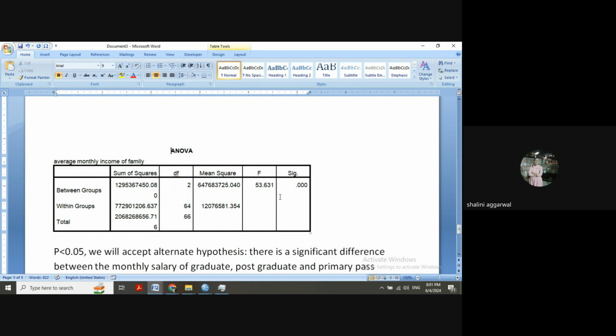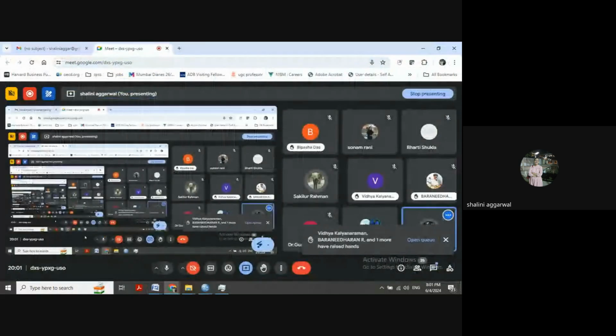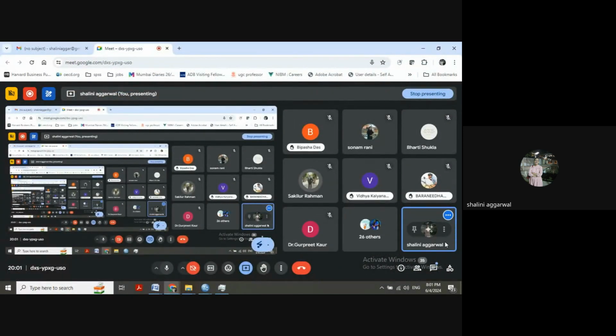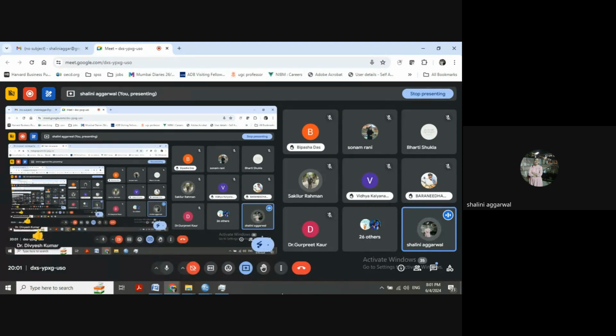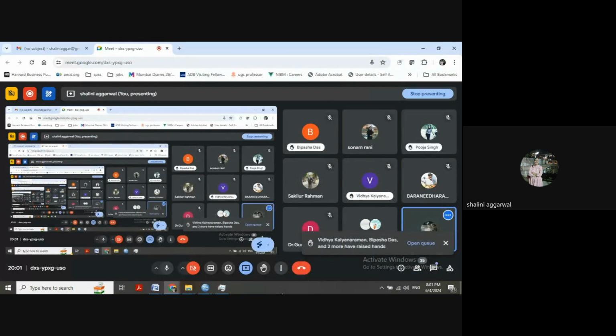Are you able to understand what I'm trying to tell you, when we are talking about this? Yes, any question? Is everyone understanding this? Please raise your hands if you are able to understand this ANOVA test especially.